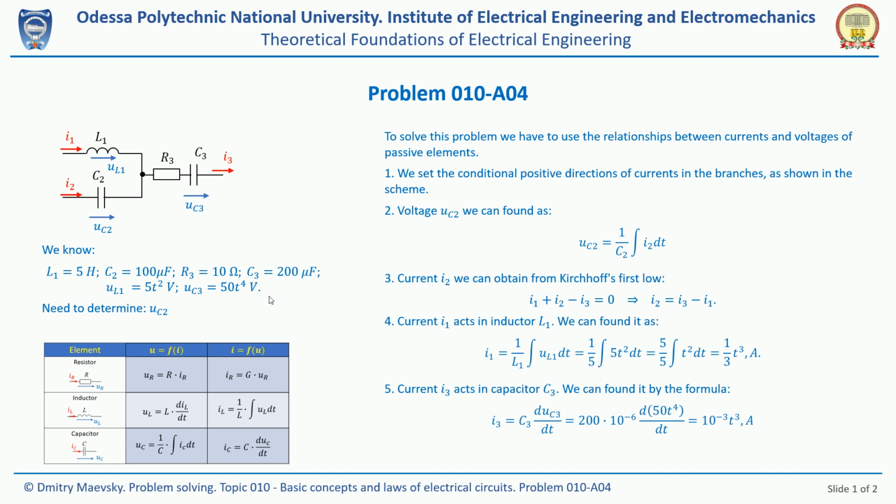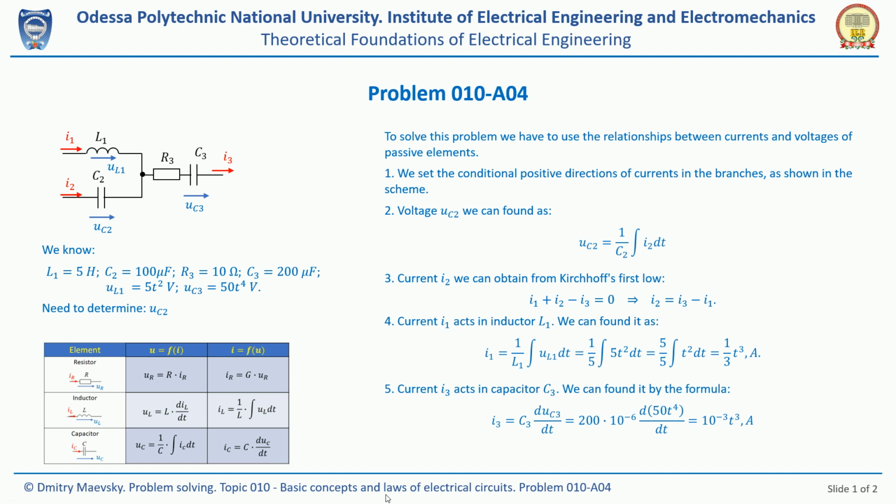To solve, we need to determine the voltage on the capacitor C2, this voltage. To solve this problem, we will have to use the relationships between current and voltages of passive elements. You can see these relationships in this table. This table we will produce in our lecture number 3 of topic Basic Concepts and Laws of Electrical Circuits.